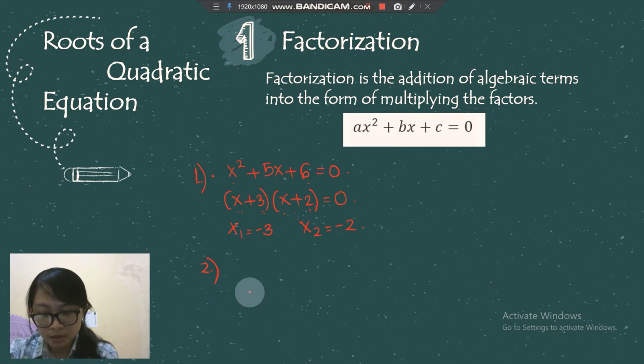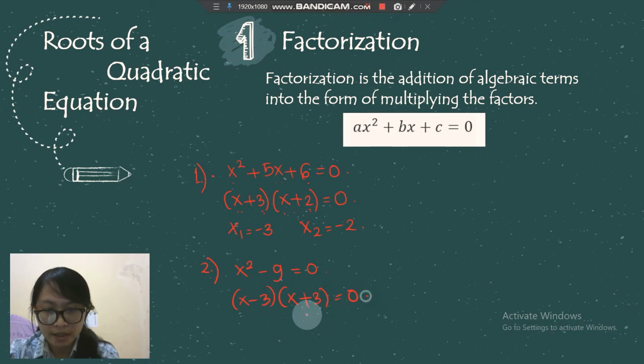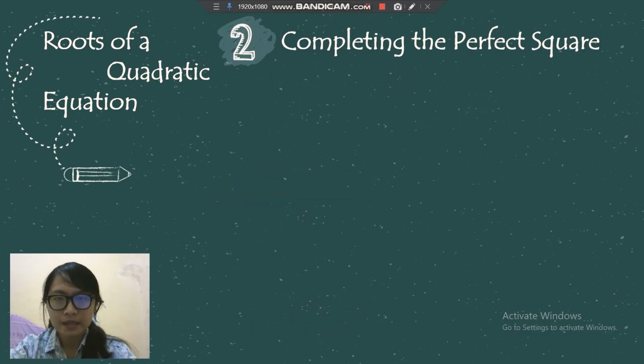Number 2, the form of quadratic equation x squared minus 9 equals 0. Then we get the form of factorization (x minus 3)(x plus 3) equals 0. Then the roots of the equation are x equals 3 or x equals minus 3. Second, completing the perfect square.